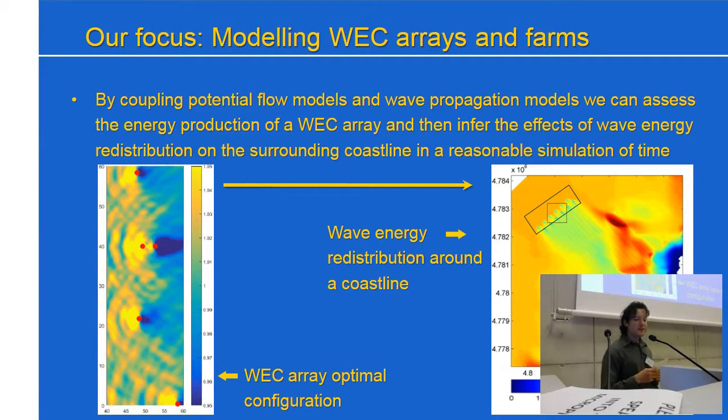So we can couple these potential flow models to the wave propagation models, and the result is a more accurate picture of what is happening both near and far away from the WECs. On the left, you see an example of a small array of devices, and the yellow areas indicate increased wave height. The blue areas, decreased wave height.